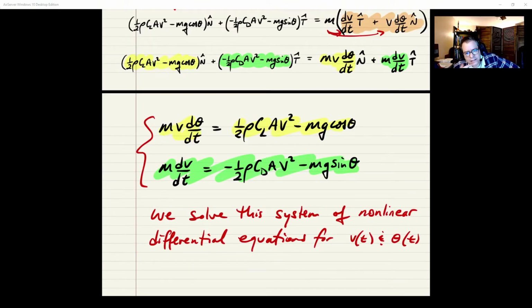So we're solving this system of nonlinear differential equations for the speed and direction of the glider. And I refer to it as nonlinear because one of the things we're solving for is this speed, this velocity squared, which is really just speed as a function of time, the magnitude of the velocity, that's squared. And so that's why it's a nonlinear differential equation. Both of them are nonlinear differential equations.